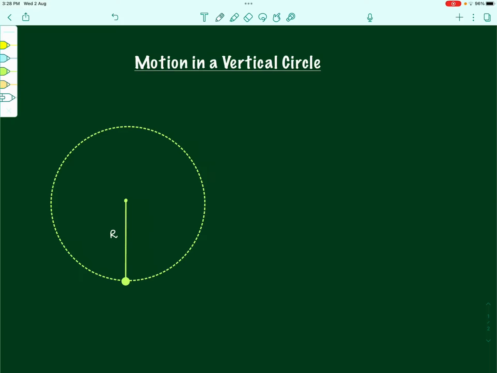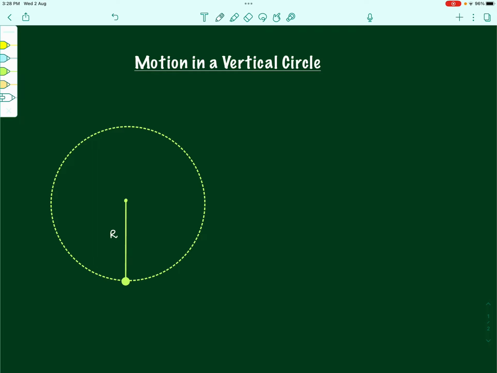So in today's video, we are going to study an important topic based upon the law of conservation of energy as well as Newton's laws, a combination of both the concepts, which is called motion in a vertical circle. So as the name of the topic suggests, let's understand what the situation is.